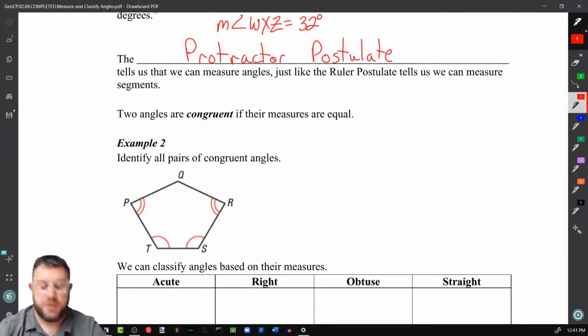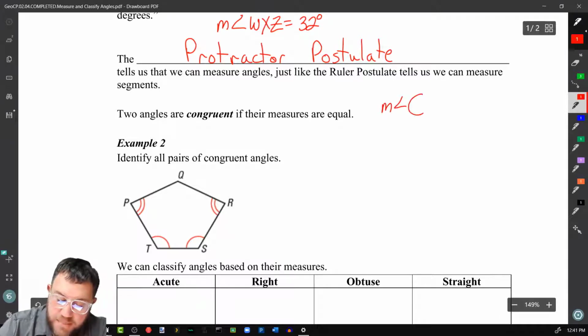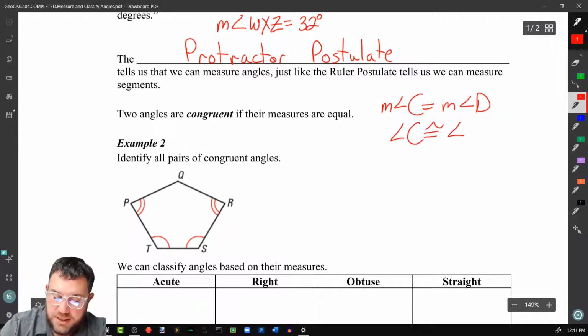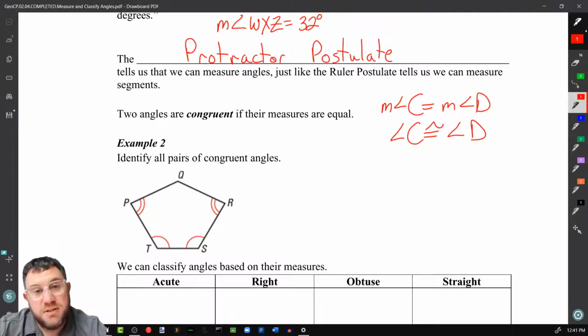Alright, two angles are congruent if their measures are equal. So we would say the measure of angle C equals the measure of angle D. But then we could say angle C is congruent to angle D. So if you're going to use an equal sign, you need that M. If you're going to use a congruent sign, you don't need the M.